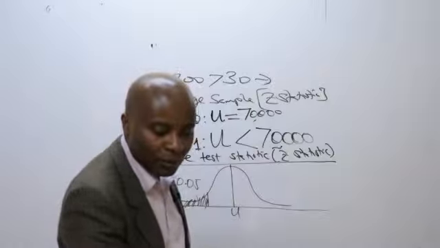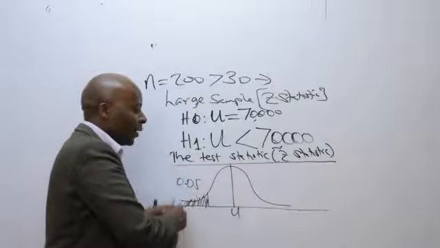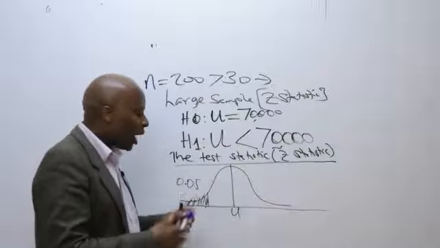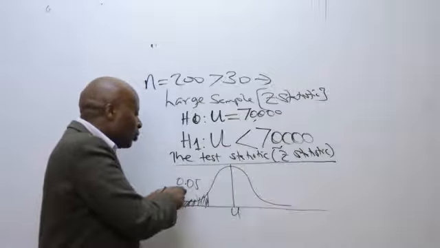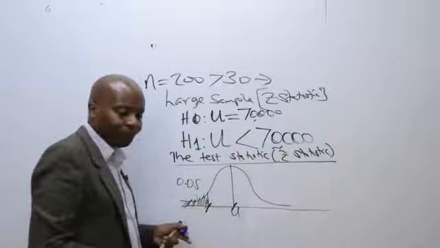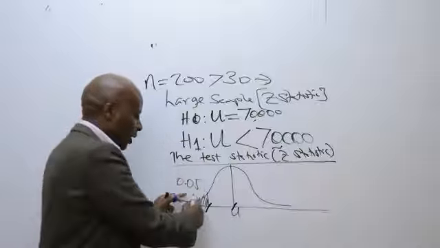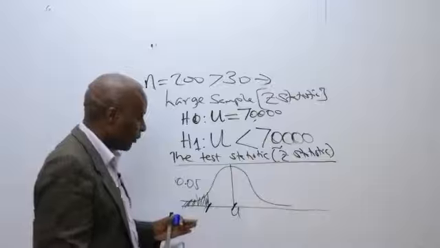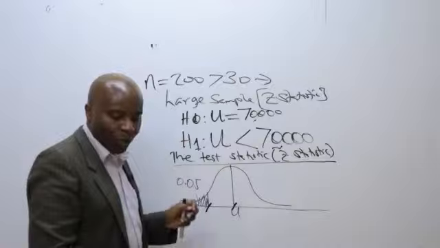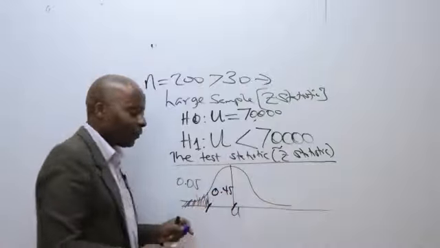What I want you to do for me is a small favor. Please let it not get lost on us that the total half area is 0.5. If we know this 0.05, could you kindly give me the area from here to here, given that the two areas must add up to 0.5? Therefore, this unshaded area will be 0.45. Thank you very much.